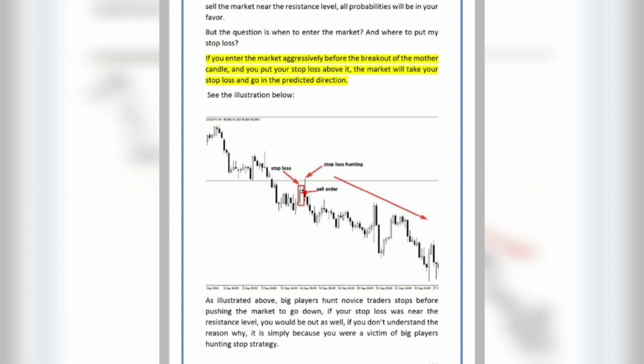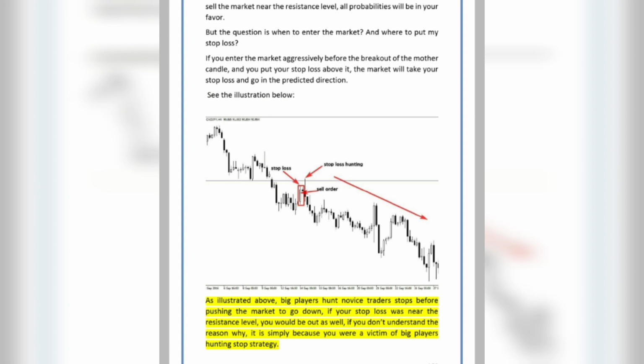If you enter the market aggressively before the breakout of the mother candle, and you put your stop loss above it, the market will take your stop loss and go in the predicted direction. See the illustration below. As illustrated above, big players hunt novice traders' stops before pushing the market to go down. If your stop loss was near the resistance level, you would be out as well.